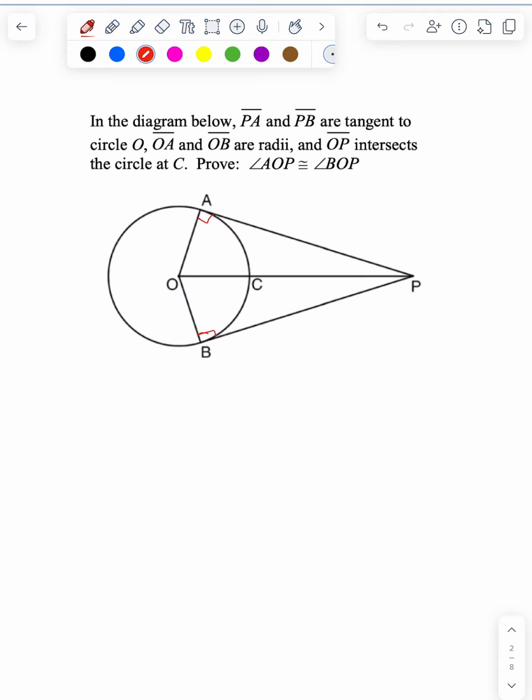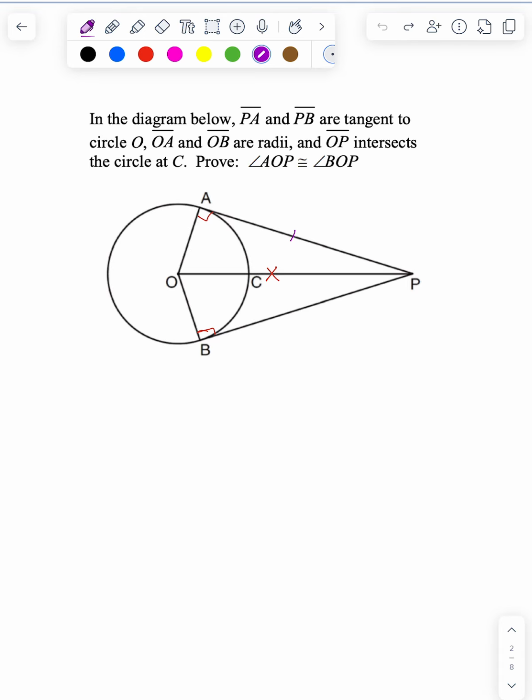I also have a shared side between the two triangles. So OP is congruent to itself by the reflexive property. And then I do need one pair of legs. I can use this pair of legs because all radii of a circle are congruent. Or I can use this pair of legs. I can put the same marking. Or I can use this pair of legs because two tangents to a circle from the same outside point are congruent. Either one works. Once again, HL is not the only way to do this proof.